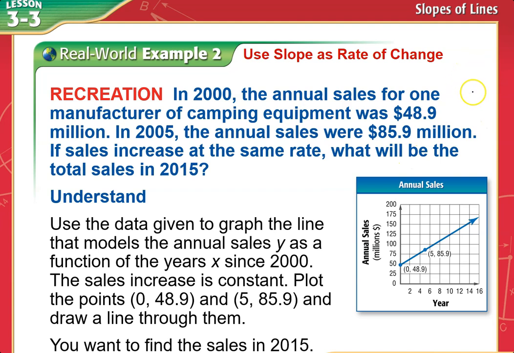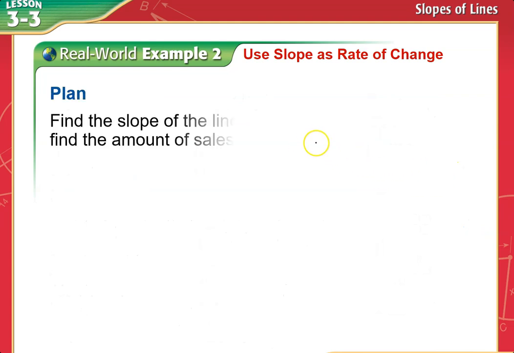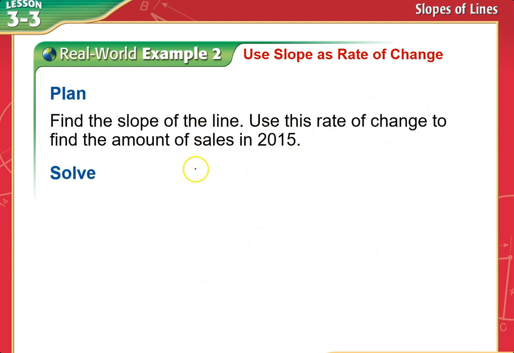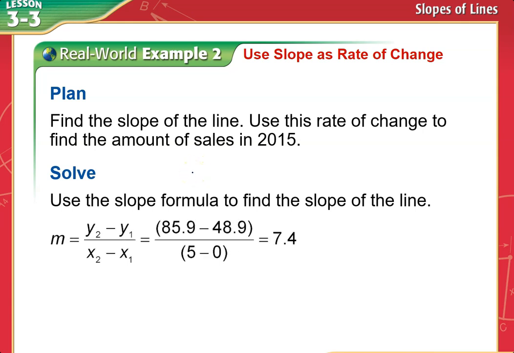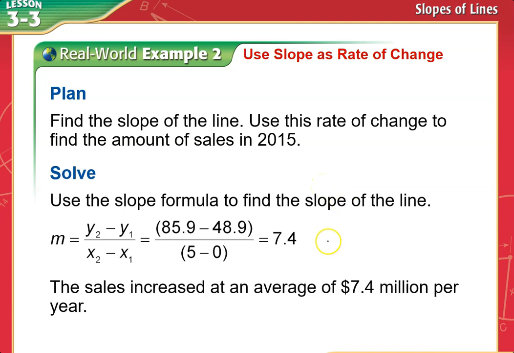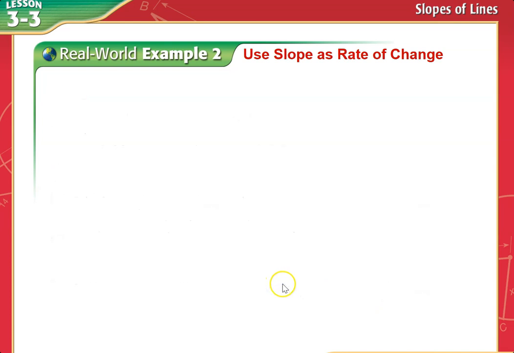Okay, so if you go out to 2015, looks like somewhere right around in here. Okay, so you can come across and think about where that answer might be, somewhere close to 150 and less than 175 million. So we're going to find the slope of the line. So we're going to do our rise over run, and we end up with a 7.4. Okay, what that means is that the amount's going to go up by 7.4 for every year. The sales increase an average of 7.4 million per year, assuming a constant rate.